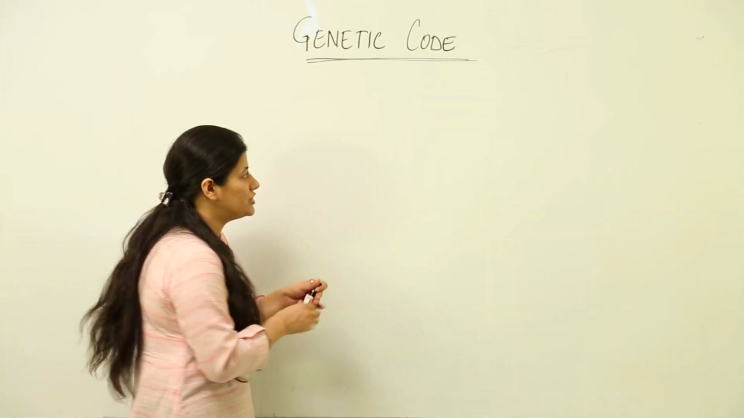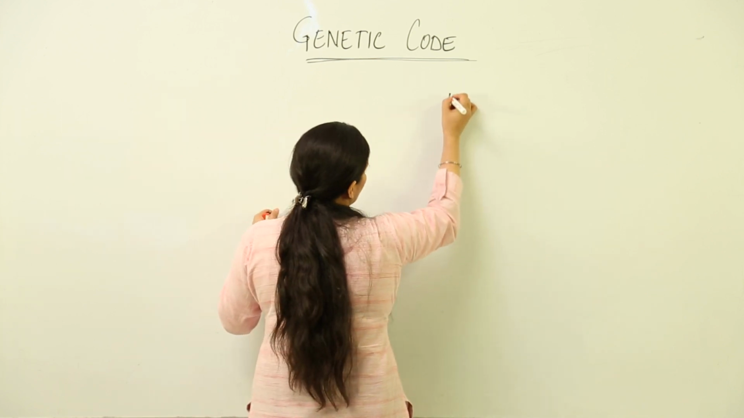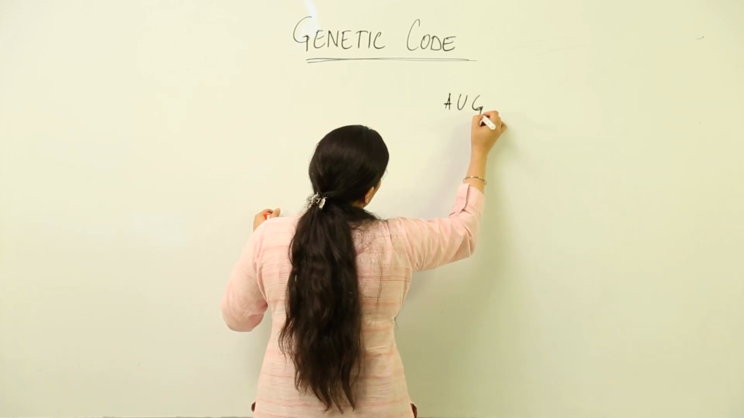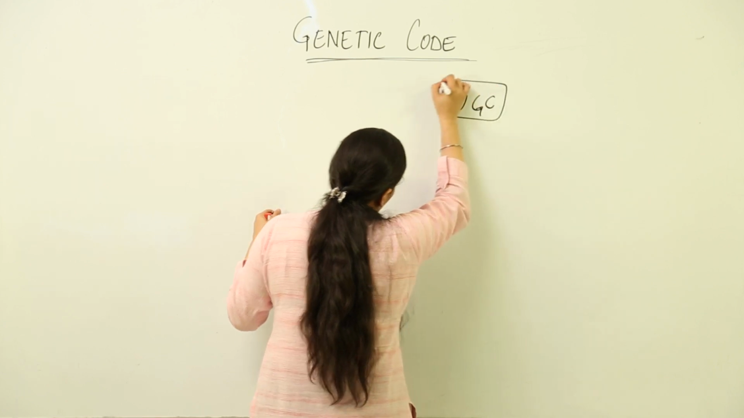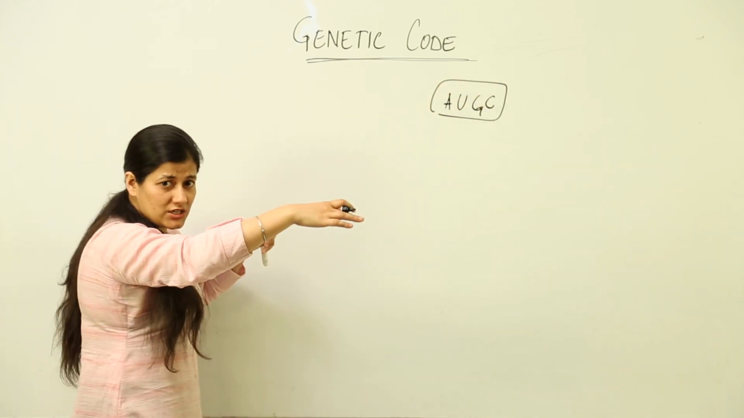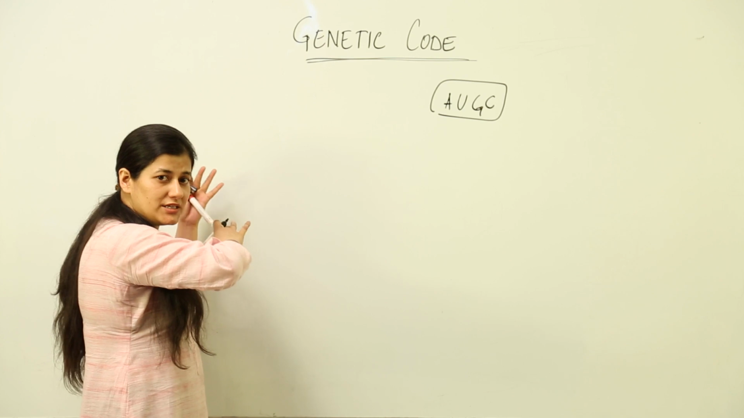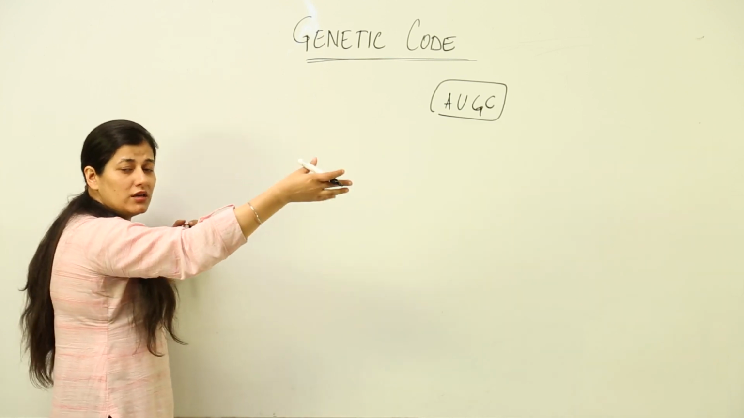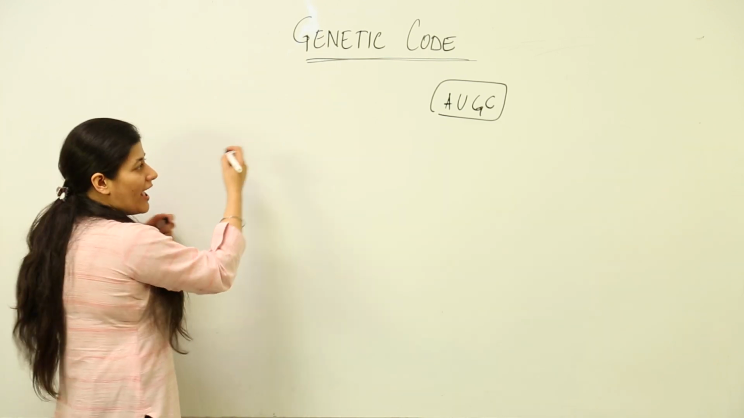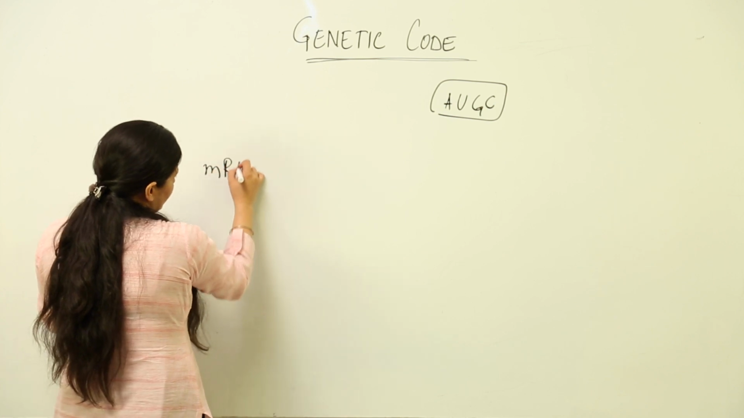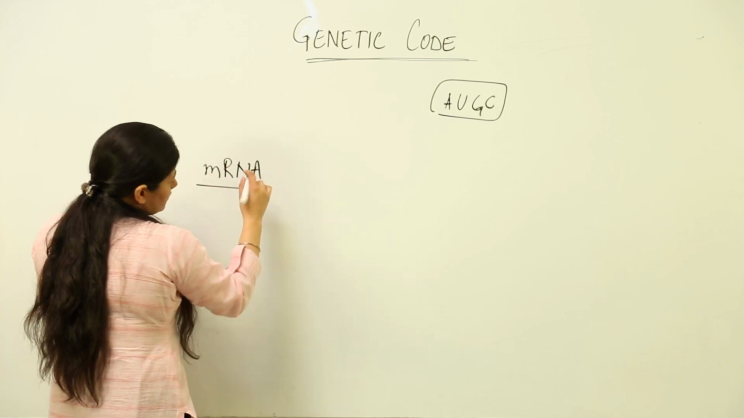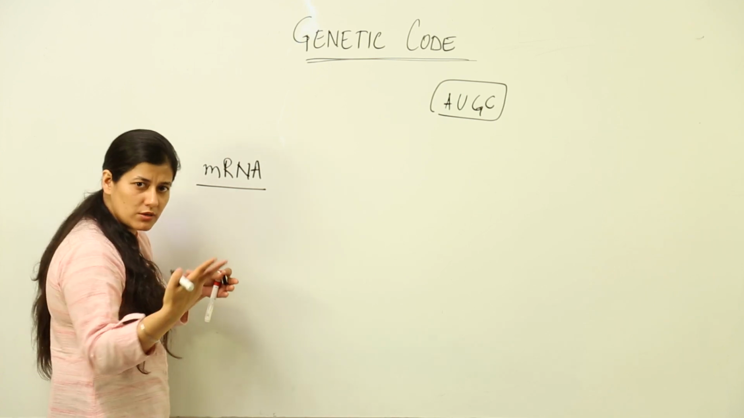Now, what are AUGC? AUGC are the biochemicals or the nucleotides which are found in RNA. Why did I not say ATGC? Because DNA has been left behind. DNA has been used to get mRNA. That mRNA had the introns and exons, and they also have been spliced.